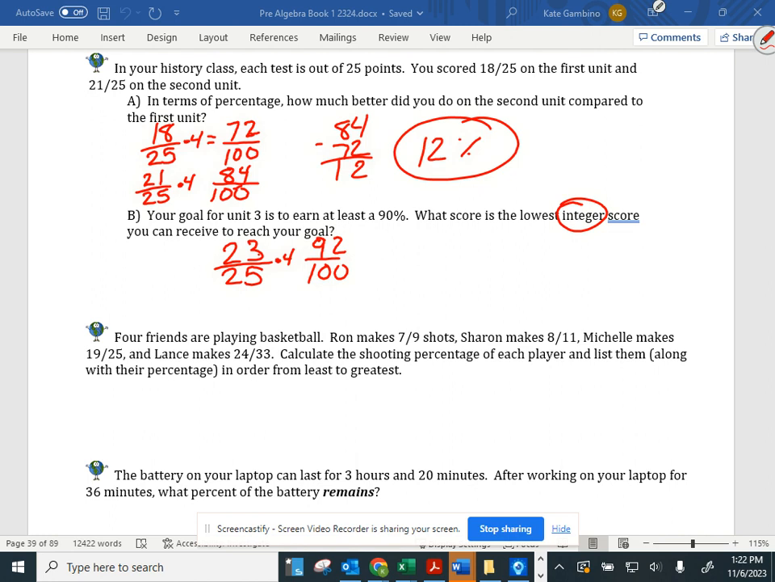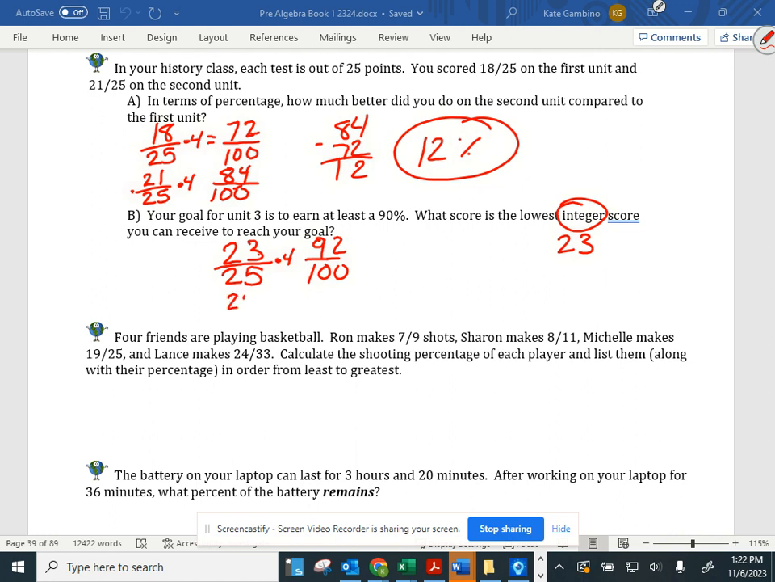Okay. So Matthew was thinking that 23 out of 25. So the integer would be 23. So that would give us a 92%. Can we get lower? Yeah. With what, Peyton? We know 21 is not going to work because 21 was 84%. So what might work? 22.